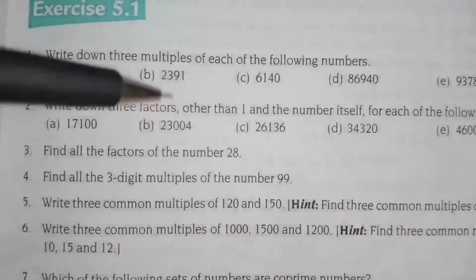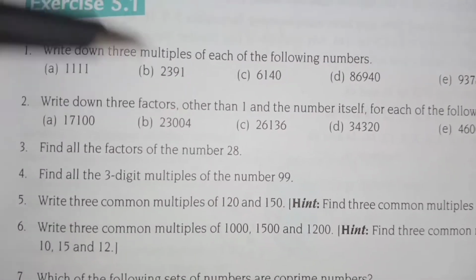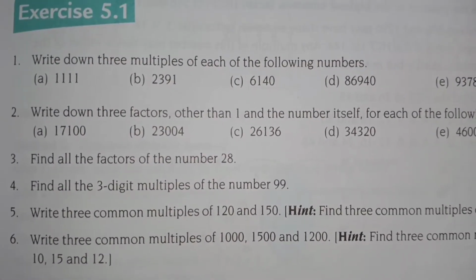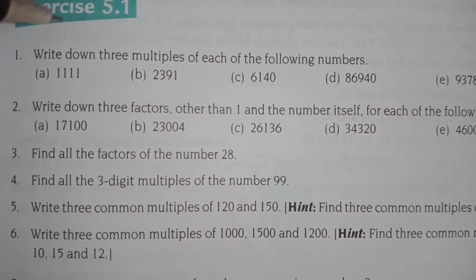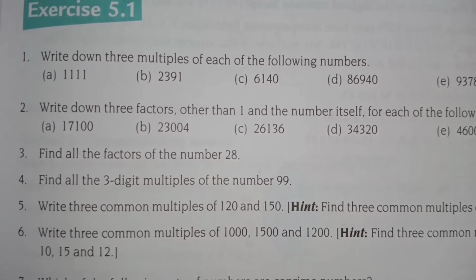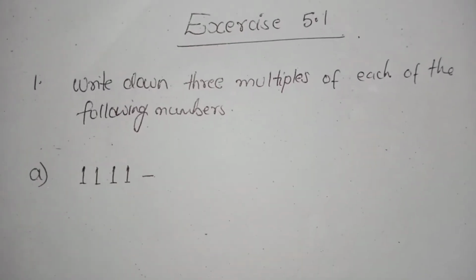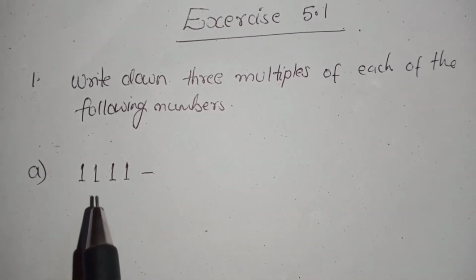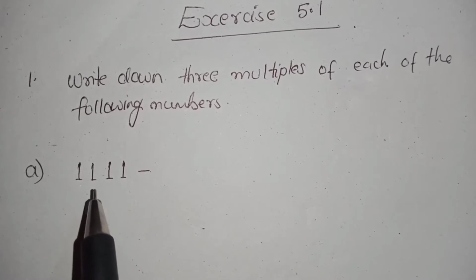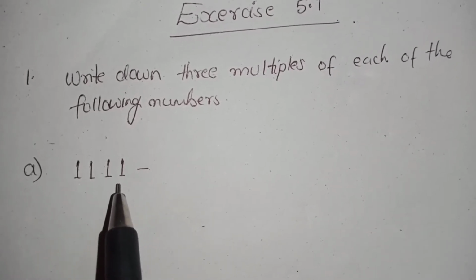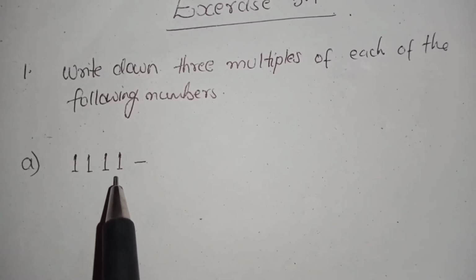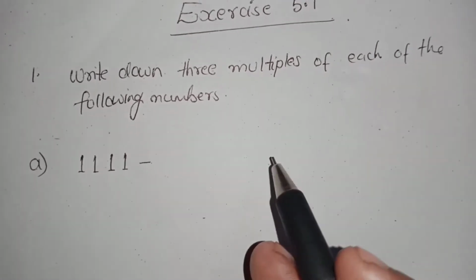1111, 2 times, 3 times and 4 times. Okay, so let us start to write the multiples. Again I will tell you, multiples means we have to write the table only. So what is the number? 1111. I said we will not write this. We will write except this, other than this.